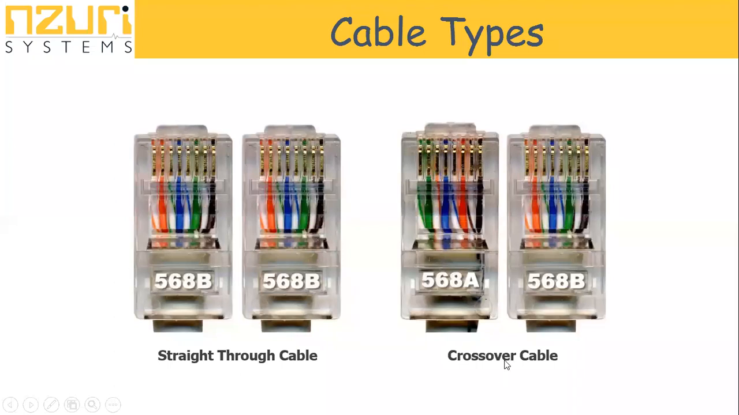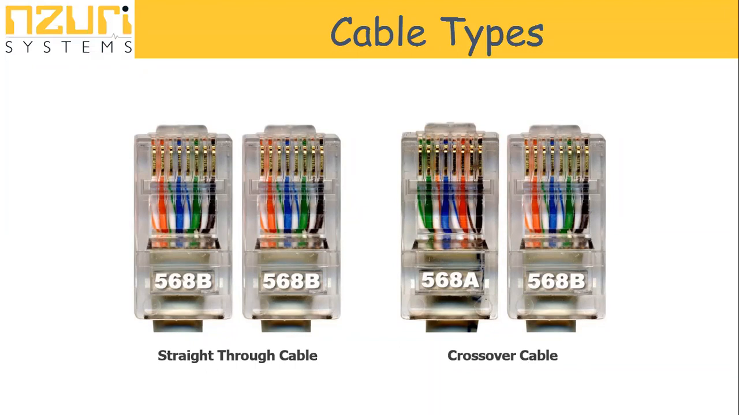When we come to the crossover cable, we have 568A on one side and 568B on the other hand. So you can see this is starting from green, white, green, orange, white, blue, blue, white, orange, brown, white, brown. But this one starts with an orange, white, orange, green, white, blue, blue, white, green, brown, white, brown. Get it? So that's the difference. And that's what makes a cable a crossover, and that's what makes a cable a straight through cable. So when we are designing our cables, we know how to do them.